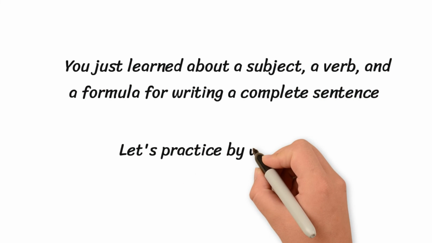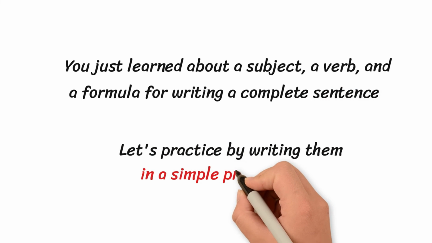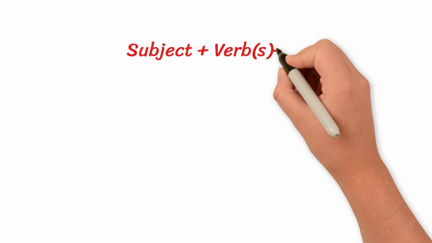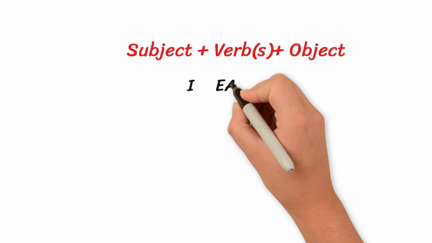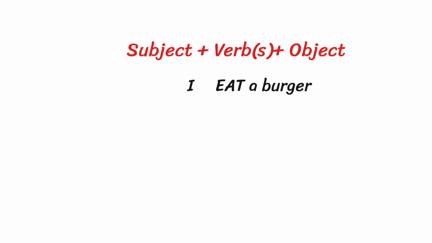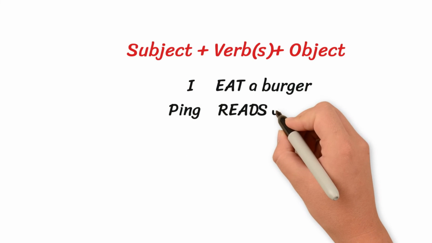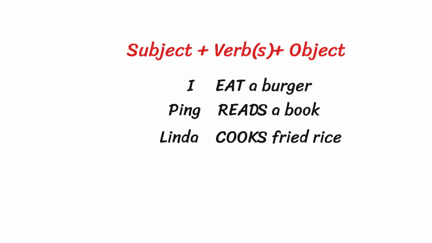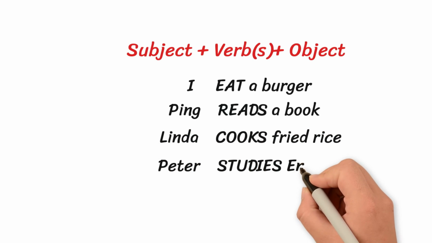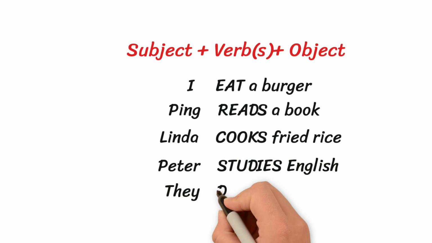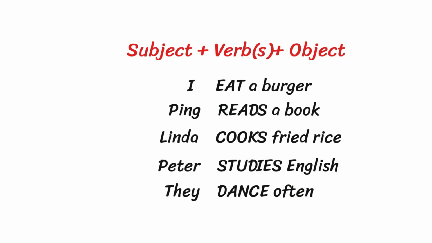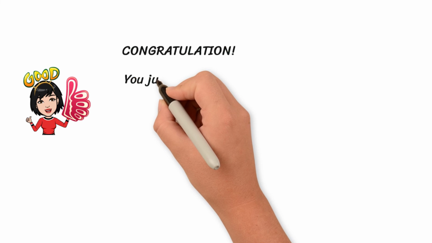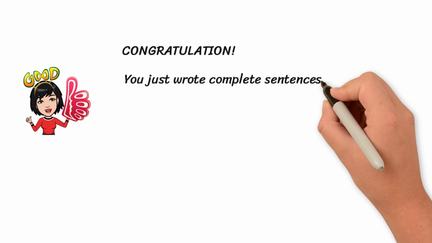Let's practice by writing them in the simple present tense. Subject plus verb plus object. I eat a burger. Ping reads a book. Linda cooks fried rice. Peter studies English. They dance often. Good. Congratulations. You just wrote a complete sentence.